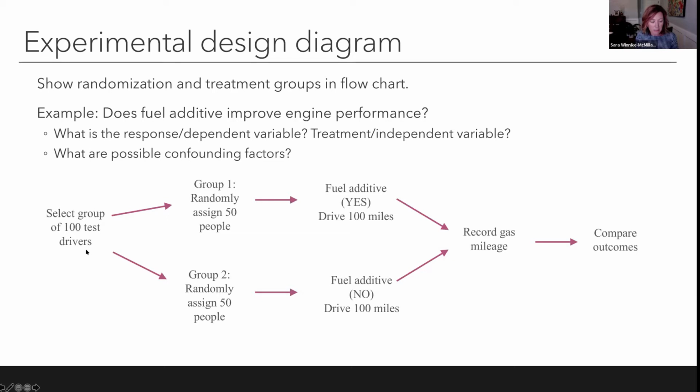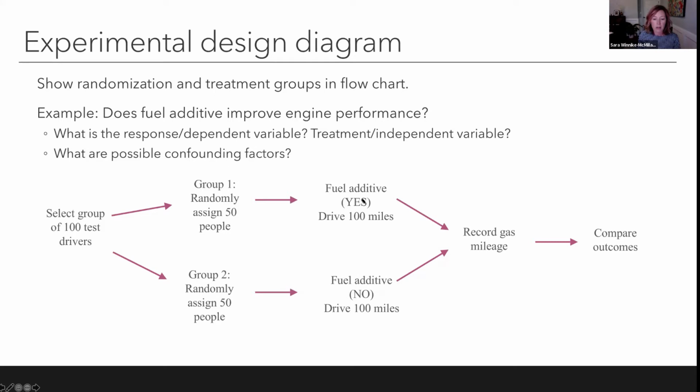Our full sample size is 100. And then we're assigning 2 groups, 50 people each, right? So we got 100 test drivers. We're randomly splitting them into 50 people. So this is an example of our SRS, our simple random sample. Each person has an equal likelihood of going to group 1 or group 2.